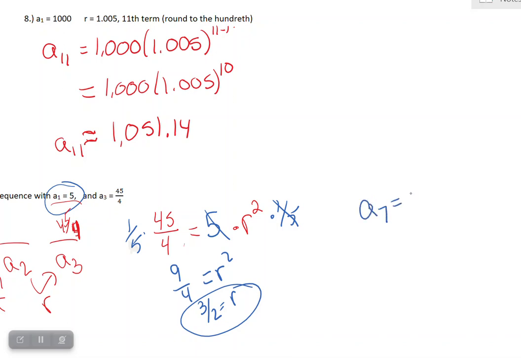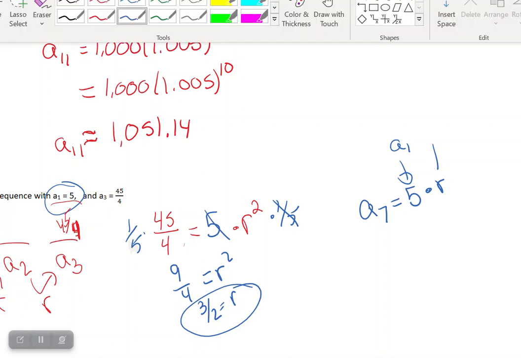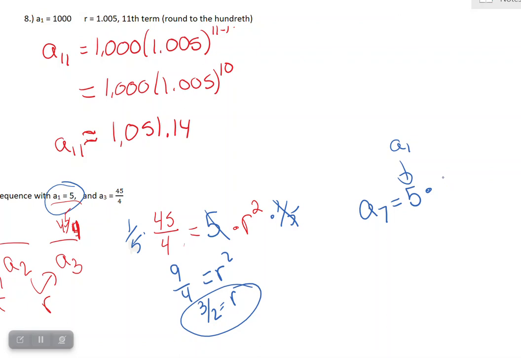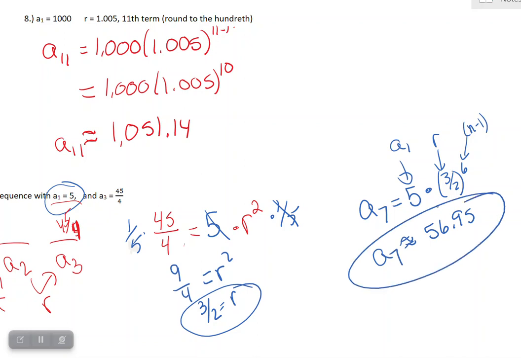The seventh term, remember, we're going to take the first term, which is 5, times it by the ratio, which is, we just found out, 3/2, so this is the ratio, and we raise it to the 6th power because it's n minus 1. All right, put in your calculators, we're going to get 56.95 approximately for the 7th.